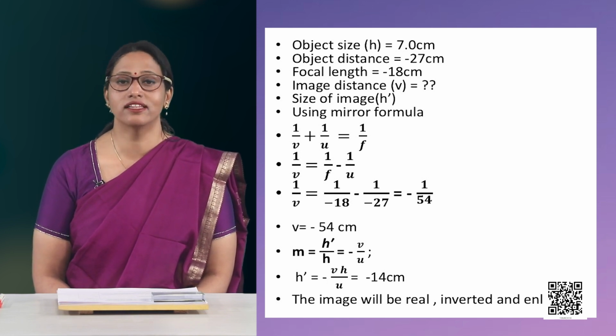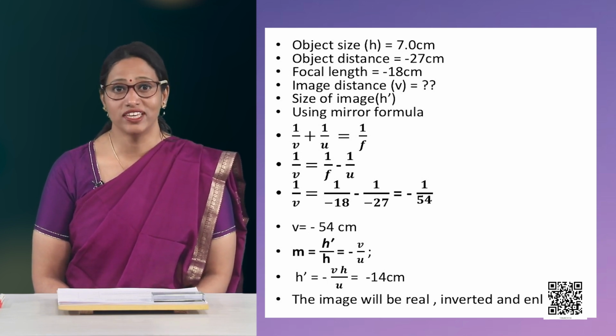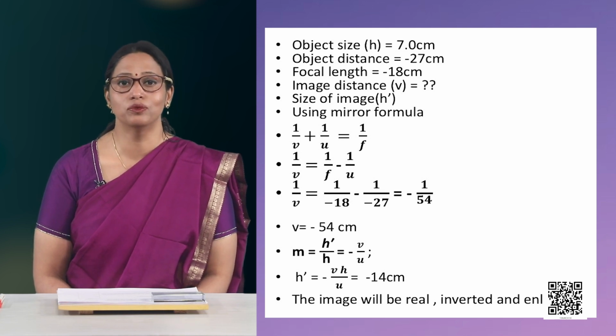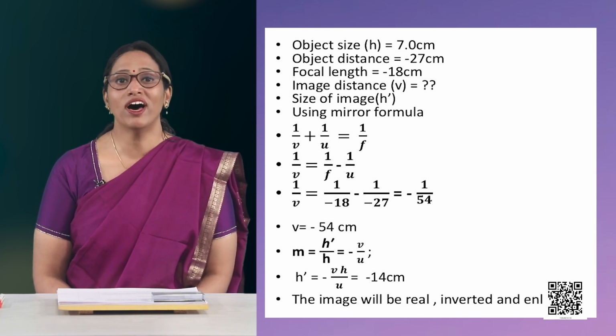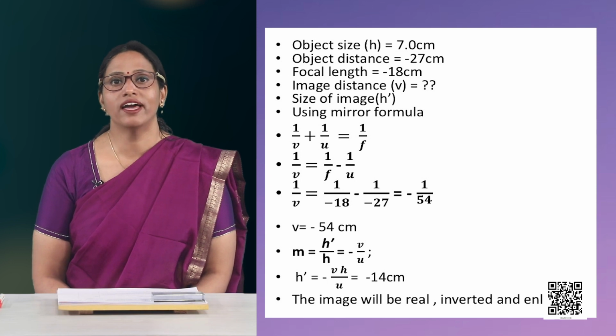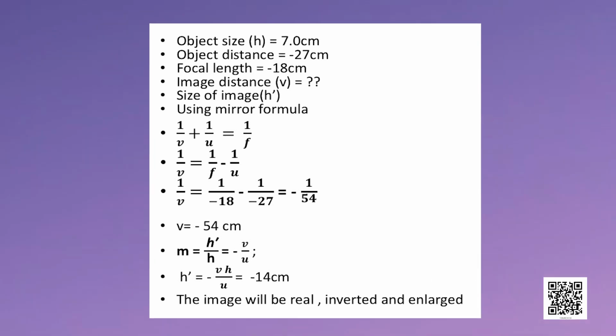The image distance and the size of the image are to be found using the mirror formula, 1 by v plus 1 by u is equal to 1 by f. Rearranging the equation, we have 1 by v is equal to 1 by f minus 1 by u. 1 by v is equal to 1 upon minus 18 minus 1 upon minus 27, which is equal to minus 1 upon 54. V therefore turns out to be minus 54 centimeters.